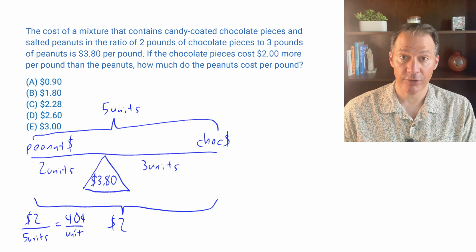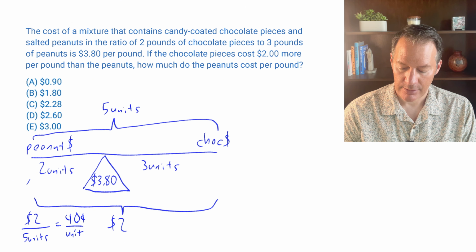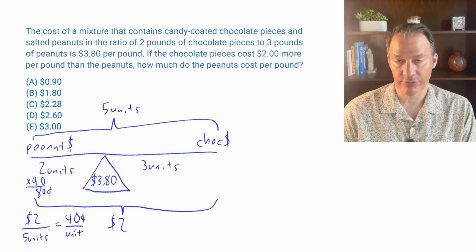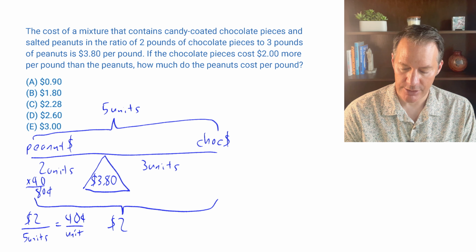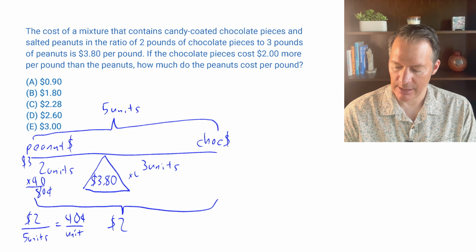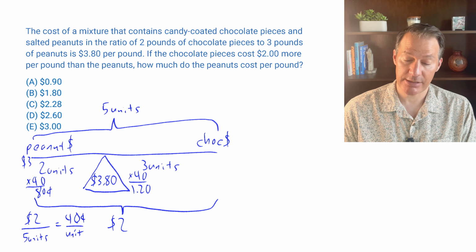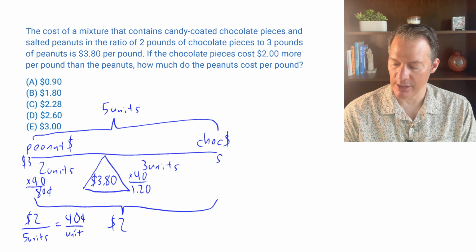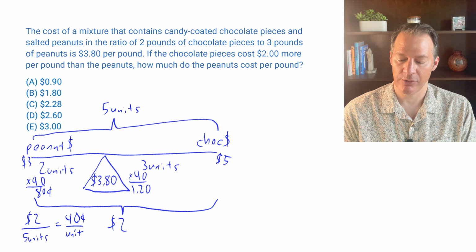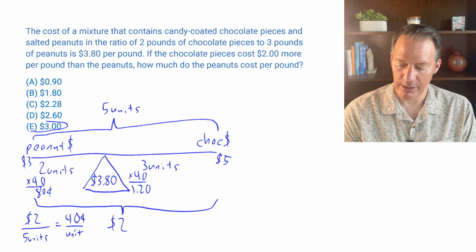And now we can figure out those distances. So the 2 units times the 40 cents gives us 80 cents, which means that the peanut price is $3.80 minus 80 cents, which is $3. And for the chocolate, we know 3 units times 40 cents gives us $1.20. So that $3.80 plus $1.20 gives us $5 for the chocolate price. But of course, the question was asking for the peanut price. So the answer is E, $3.